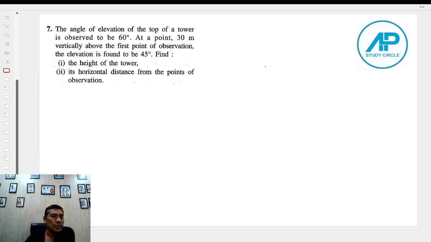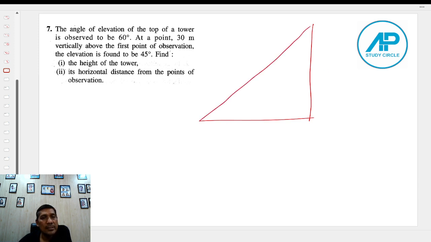The angle of elevation of the top of the tower is observed to be 60. Now the question comes like this in the exam. You need to read the question and draw a diagram. The elevation of the top of the tower is found to be 60. So first of all I make a diagram: the tower, and the elevation is 60.